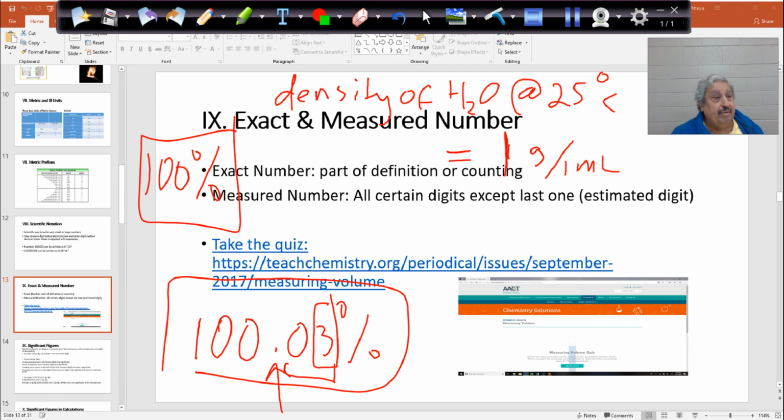The measured number always has an uncertain point, which is the last digit after the decimal. That's always open for an uncertain situation. But if I put no decimal, that's an exact value. With the decimal, I have introduced an uncertain digit, the last digit. So this is just for yourself, because that will come up in significant figures in a minute.